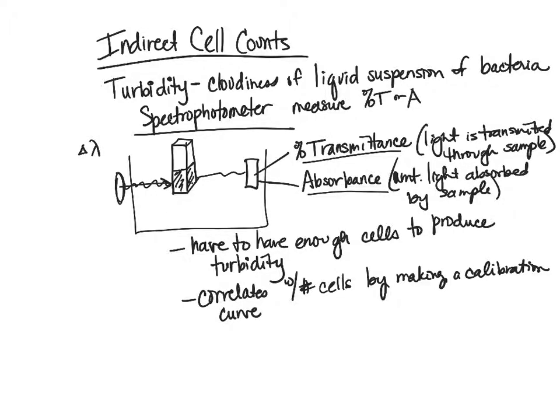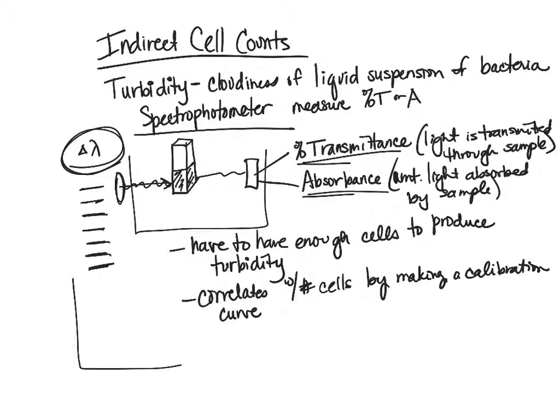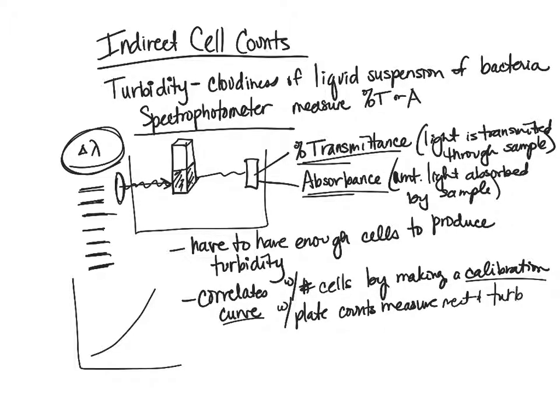And the calibration curve is basically, I said over here, you can change the wavelength. So what you would do is you would put it through a series of different wavelengths, and then you would take the percent transmittance or absorbance, and then you would put that on a graph. And you could see the percent transmittance or absorbance based on the different wavelengths. So that's a calibration curve here. So it correlates with the number of cells by making a calibration curve, and that is with those plate counts. That's the measurement of turbidity. So this will give cell density.